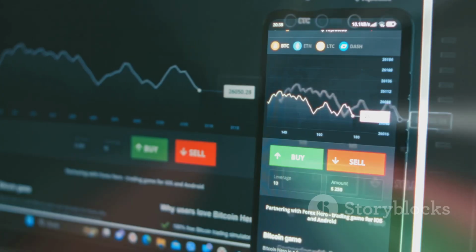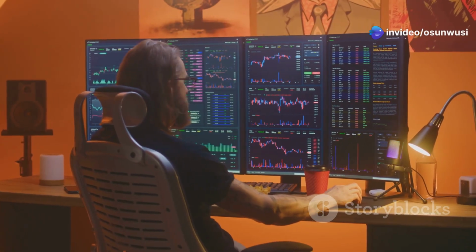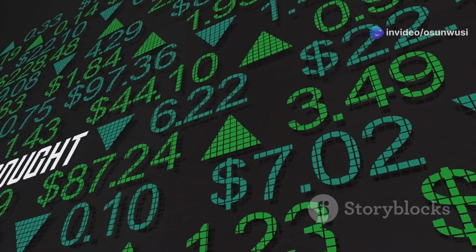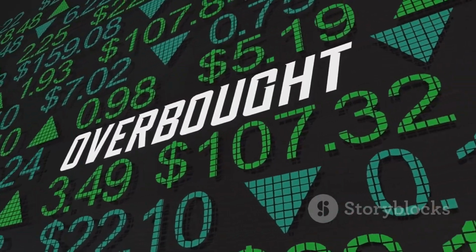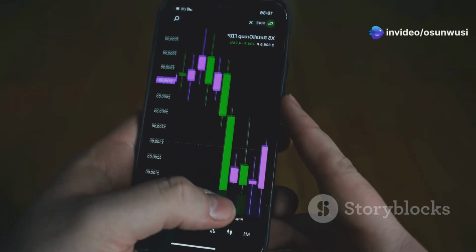Now let's talk about the Commodity Channel Index, or CCI. The CCI measures how much the current price deviates from its average over a set period. If the CCI is above plus 100, it suggests the market's overbought, potential sell signal. Conversely, below minus 100 indicates oversold conditions, potential buy signal.